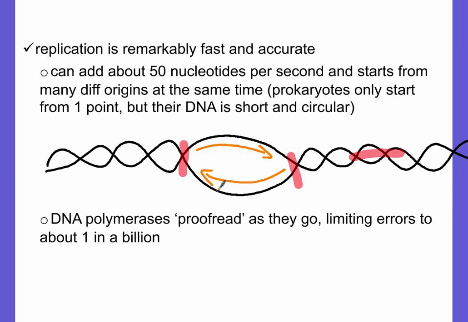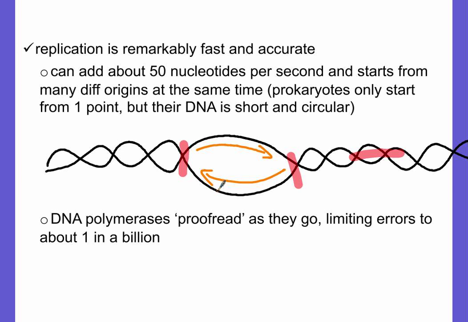So we use multiple origins. Prokaryotes only start at one point, but that's easy for them because their DNA is really short. It's circular. So they start at one place and work their way around and it's done. So it's pretty quick, pretty easy for them.